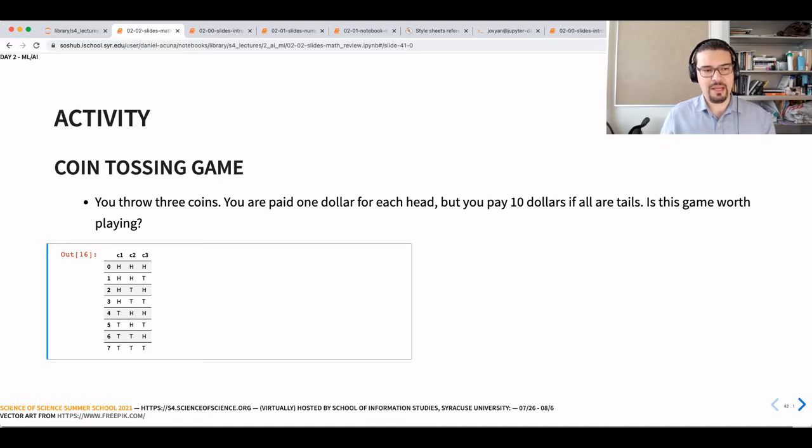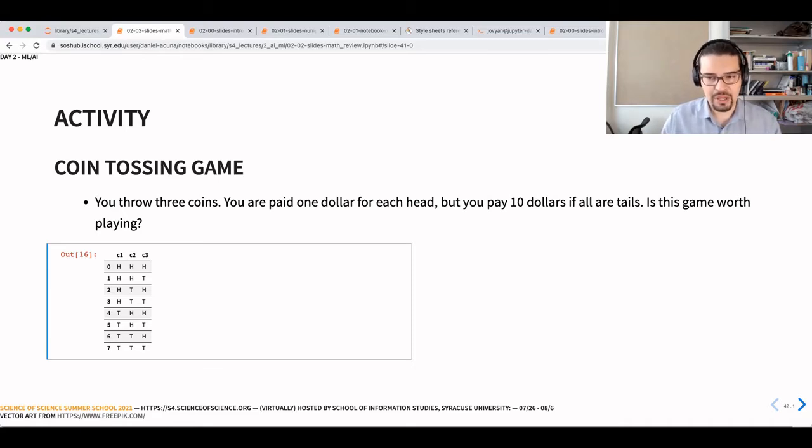So let's assume we have this game. Someone proposed this game to you, and you want to see if it's worth playing. The game is as follows. You have 3 coins. Let's assume they are fair coins, so the probability of heads is 50%. You will throw the 3 coins, and you will get paid $1 for each head. But if you get all tails, you will have to pay the person you're playing against $10.